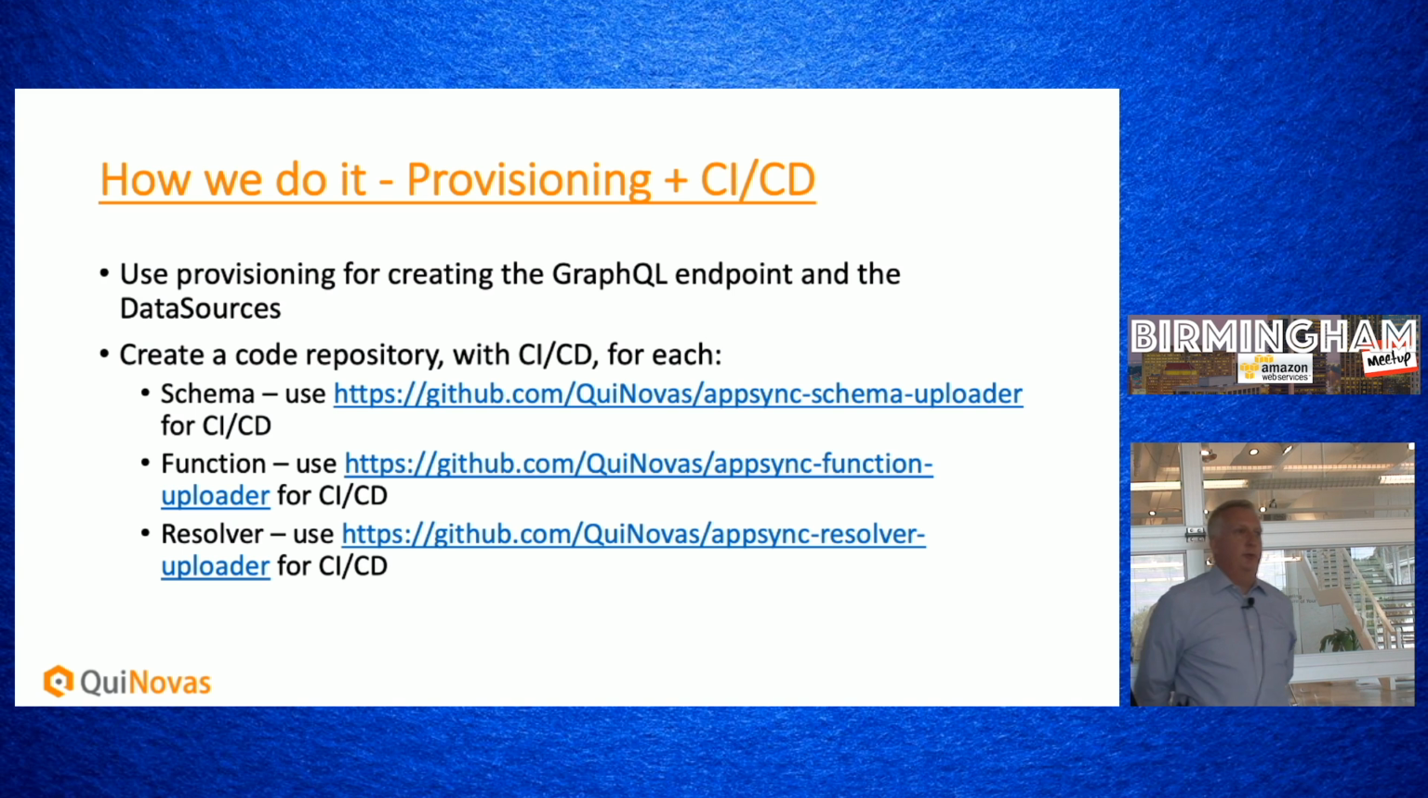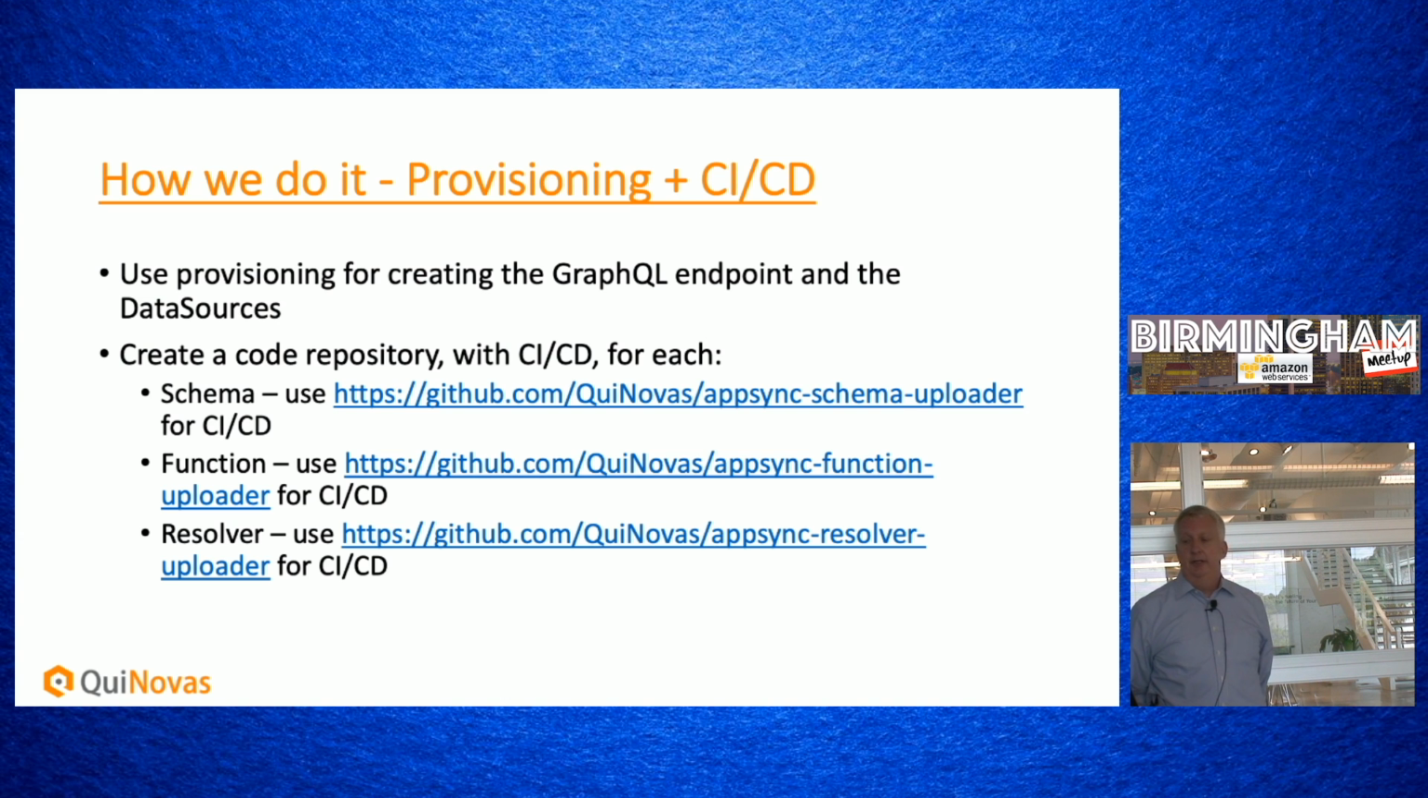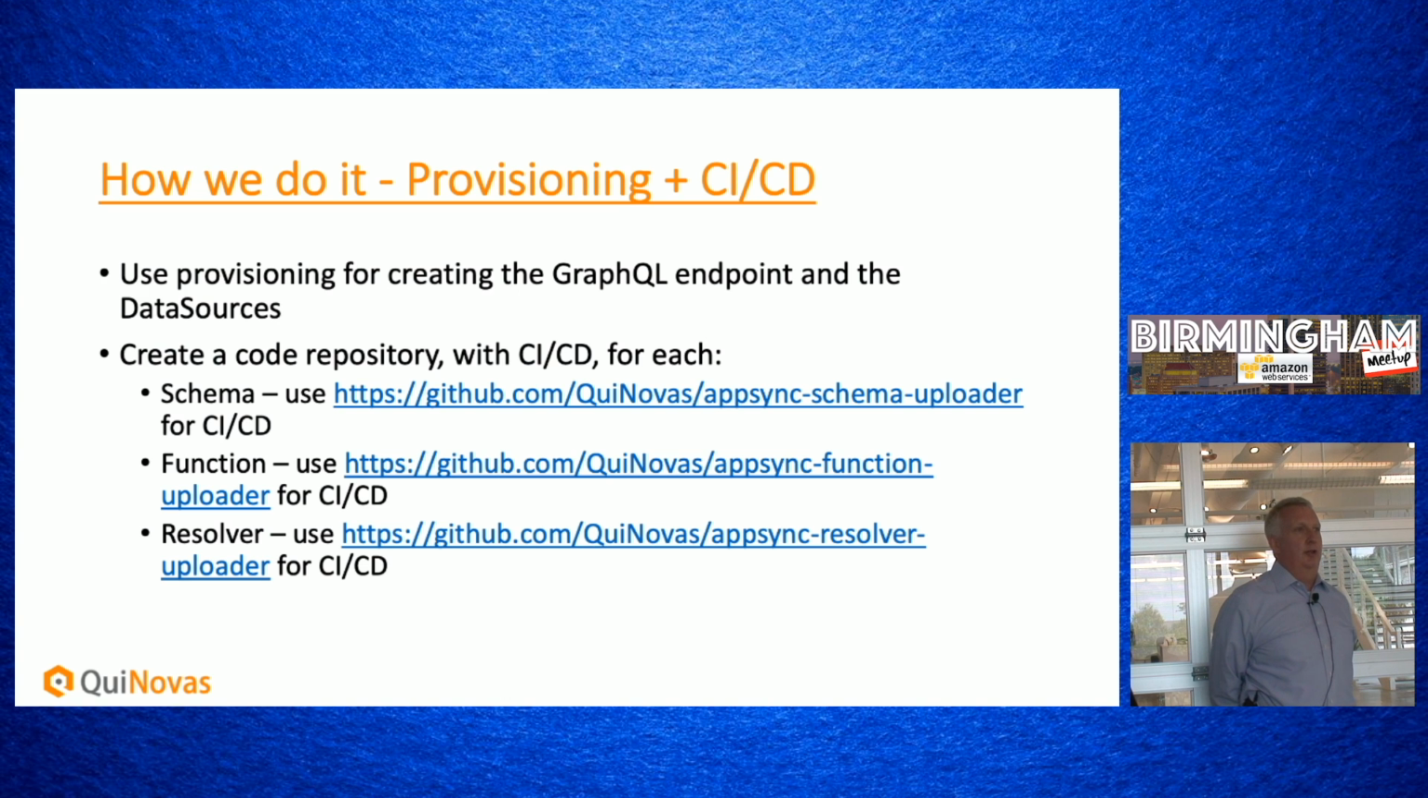And then I create a code repository for the schema, the functions, and the resolvers. So generally it's a code repository for each schema, each function, and each resolver. And I've written some basically Python helper classes. You don't have to run Python. This isn't Python code, but I just like to write Python. I wrote some Python helper applications that will upload and manage those appropriately to the GraphQL schema that you specify.